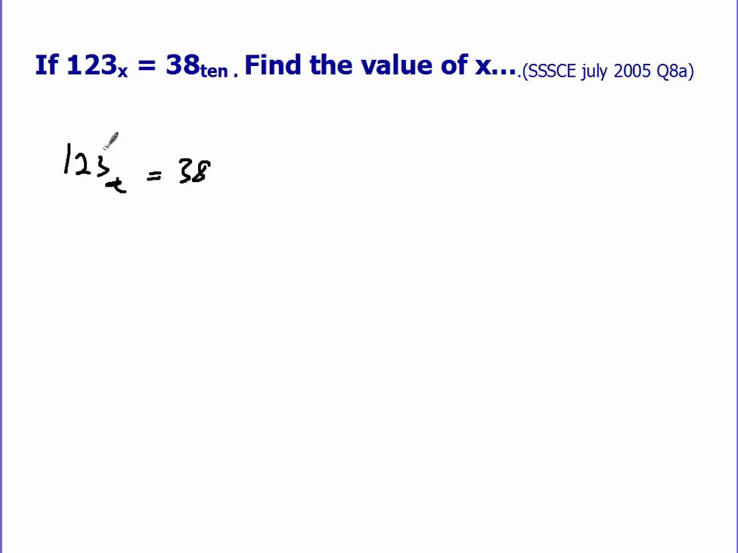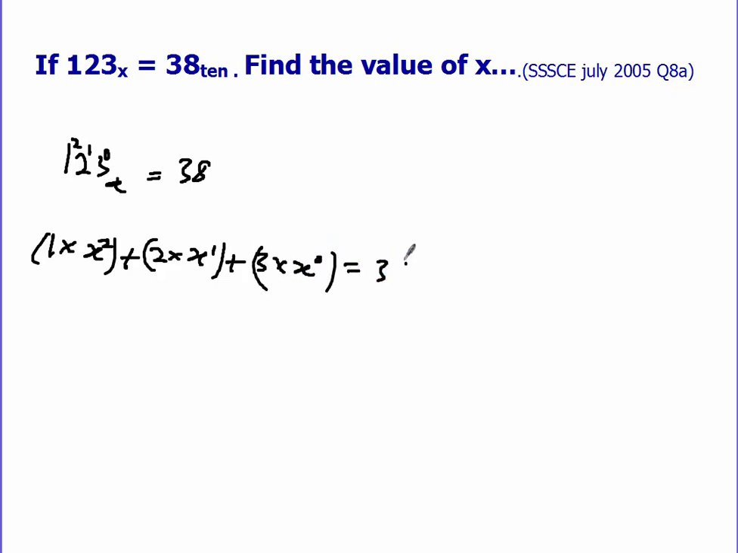And I said for you to convert to base 10, the first thing to do is the exponent or the power. Good. Then the next thing is to expand it by multiplying by the base. So I'm going to have 1 times x to the power 2 plus 2 times x to the power 1 plus 3 times x to the power 0 equal to 38.